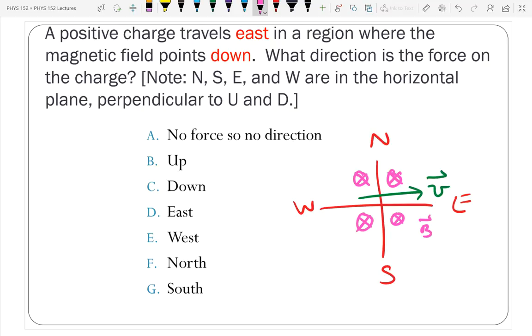Okay, we're still waiting on 4 people. Well, north, south, east, west is in this plane, and so down is into the screen and up is out of the screen. James, Brandon, Michaela, Brandon and Angelina.